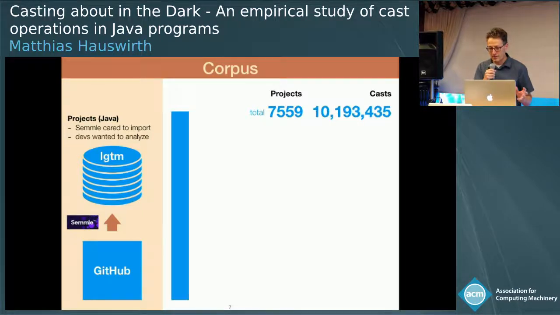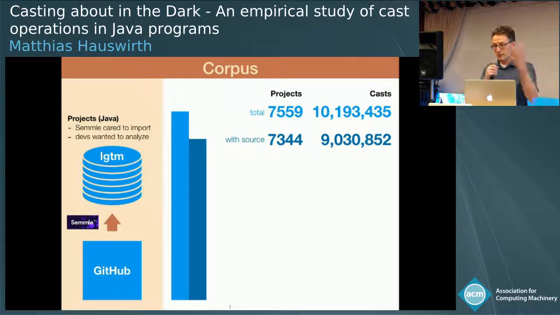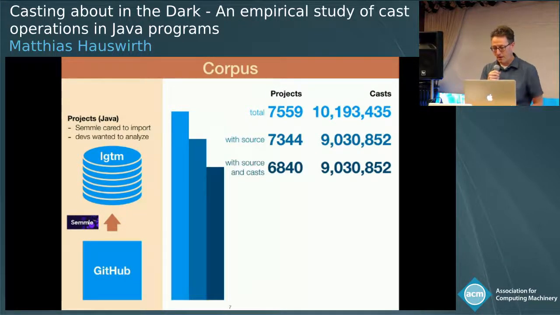Initially, we got 7,500 Java projects that contained a total of about 10 million casts. By the time we started manually looking at those casts, some of the source code had moved, disappeared, or was unreachable, so we ended up with 9 million casts in 7,300 projects. Some of those projects didn't contain any casts. So the 9 million casts were really in 6,000-something projects, and the remaining 504 projects didn't have any casts.